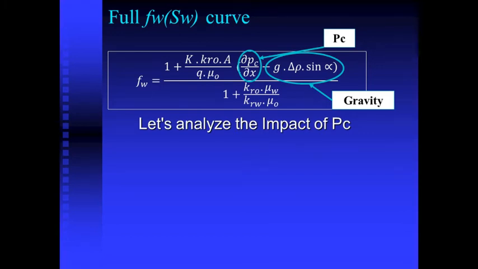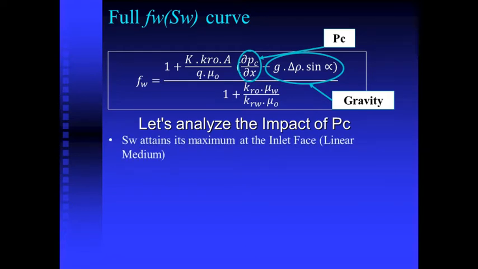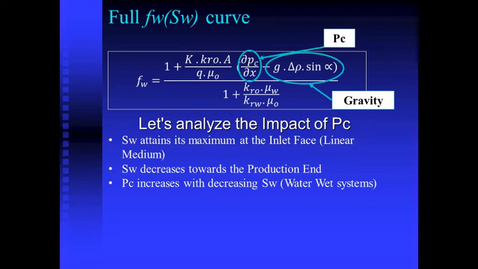To analyze this, the first thing to observe is that the water saturation is maximum at the inlet face. We are always talking about a linear medium. And it decreases towards the outlet face in such a way that it is minimal at the production end. On the other hand, we know that the capillary pressure, in water-wet systems, increases when the water saturation decreases. Therefore, when we relate all these premises, it is concluded that the partial derivative of capillary pressure, with respect to distance, is always positive.